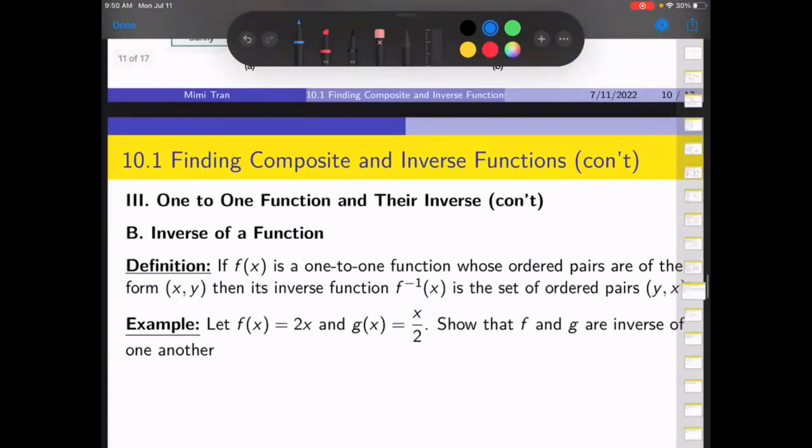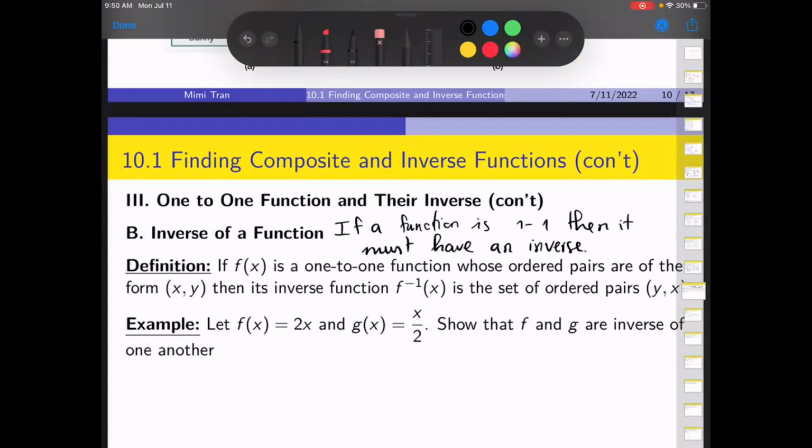Now inverse. If the function is one-to-one, then it has an inverse. Let me repeat that. One-to-one and inverse, they do not mean the same. It means that if a function is one-to-one, then it must have an inverse. Only a one-to-one function has an inverse.